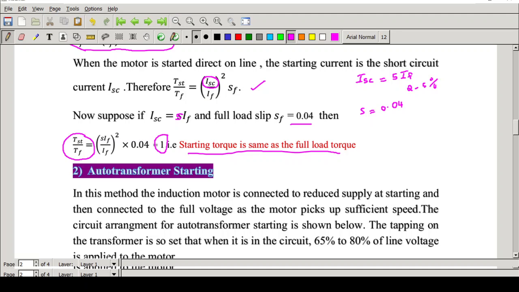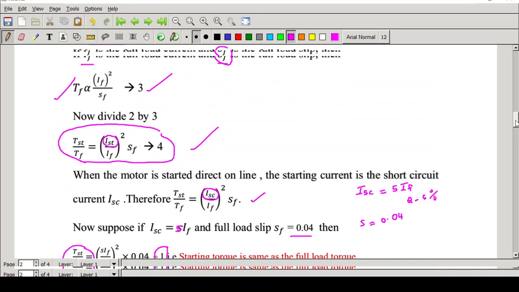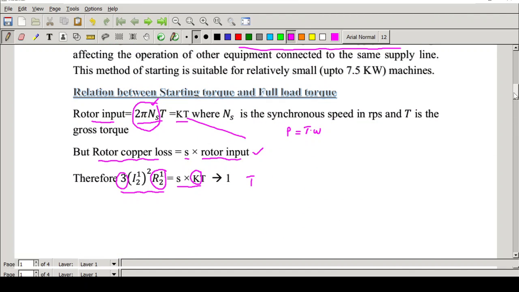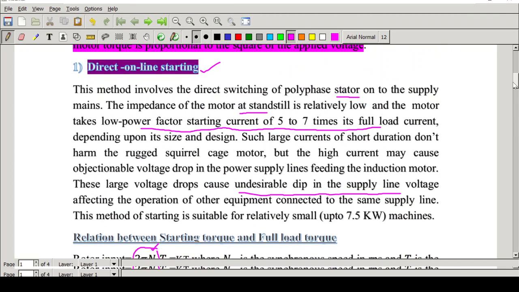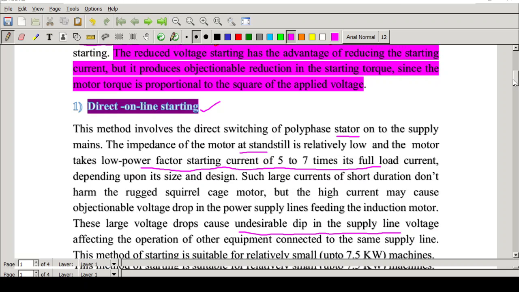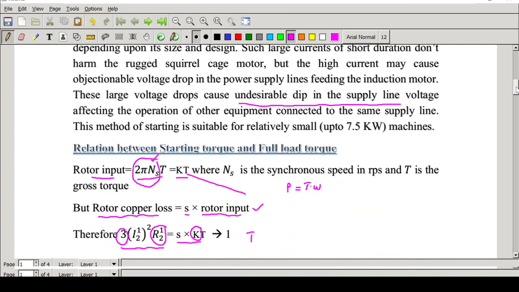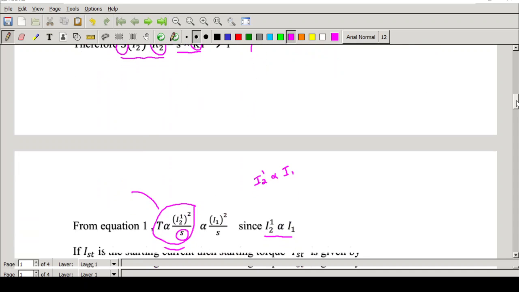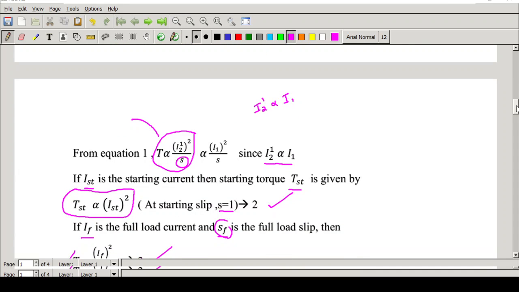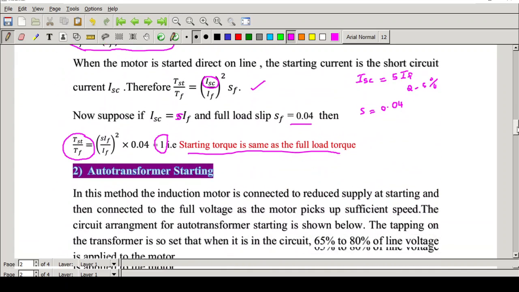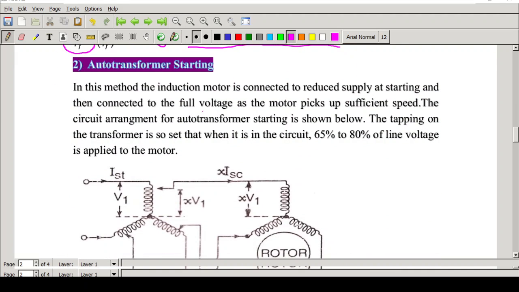Okay, the current is very high, but the starting torque will be the same as the full load torque. So this is the analysis of the direct online starting method used in the case of a three-phase induction motor. This method is called the high voltage starting method, and it can be used both in the case of a three-phase squirrel cage induction motor as well as a slip ring induction motor. So here we can see that initially there will be a very high current, and the starting torque will be equal to the full load torque. Okay, now let's move on to the next method.